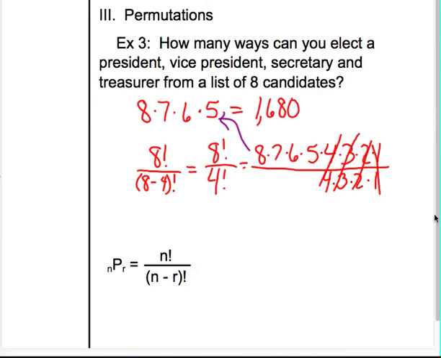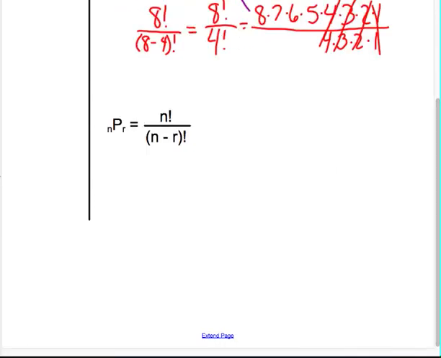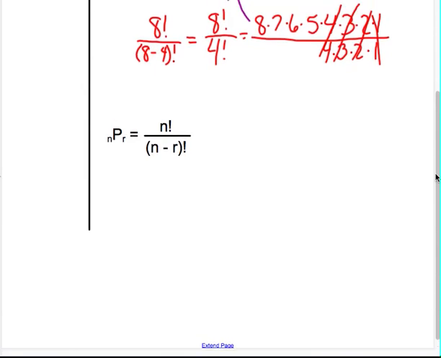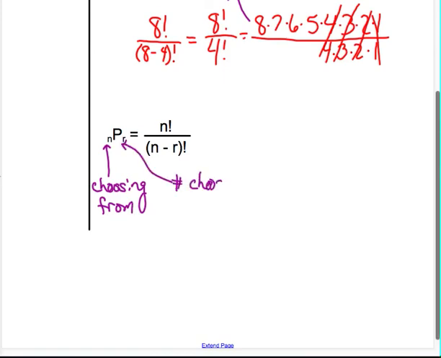So the official formula for permutations, this is the number of objects you're choosing from. So in our example, we were choosing from 8 people. And the R is the number you are choosing, and we chose 4. So you can see an example of this formula. We were choosing from 8 people, and we were electing 4 of them to positions.